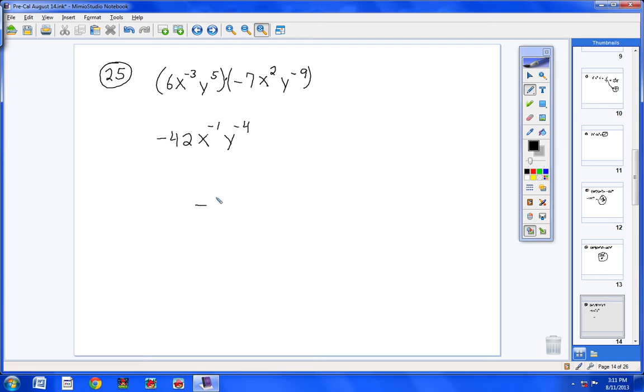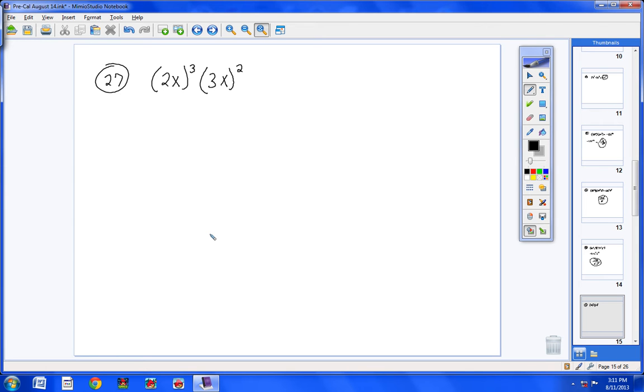So the only thing I need to move, I'm not going to move the negative 42, it stays up top, but I've got to bring the x down to the bottom so that it becomes a positive 1, and I've got to bring the 4 down to the bottom so that it also becomes a positive 4, and that will be your answer. That's number 25, negative 42 over x y to the 4th. Okay, moving on to number 27.